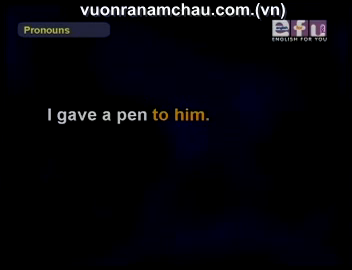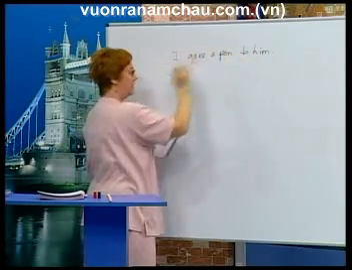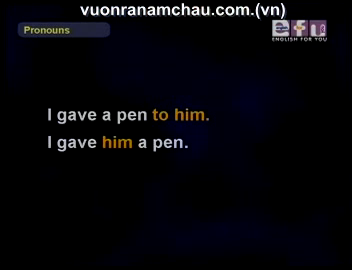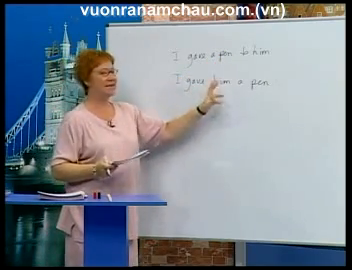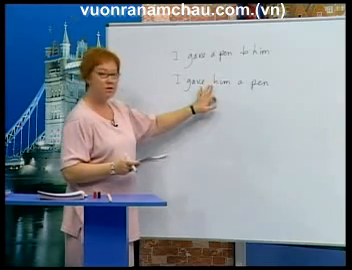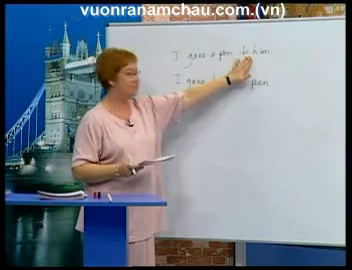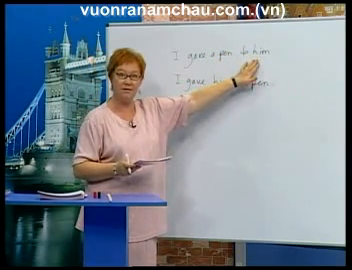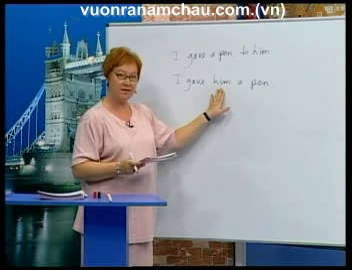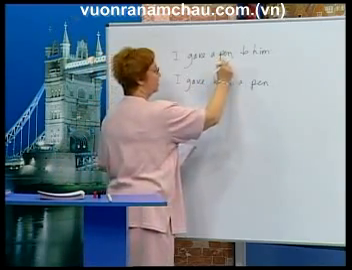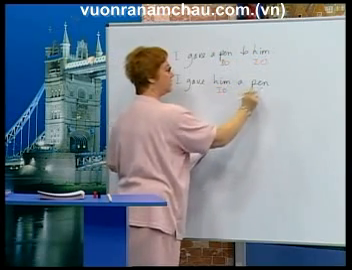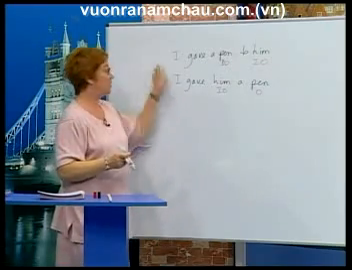I gave a pen to him. Or I gave him a pen. Now, these sentences have the same meaning, but the structure is a little different. Now, there's no to here. Here there is, because we have direct object, indirect object. When we put it here, it's still the indirect object, but there's no to, no for. Okay? So they're the same.